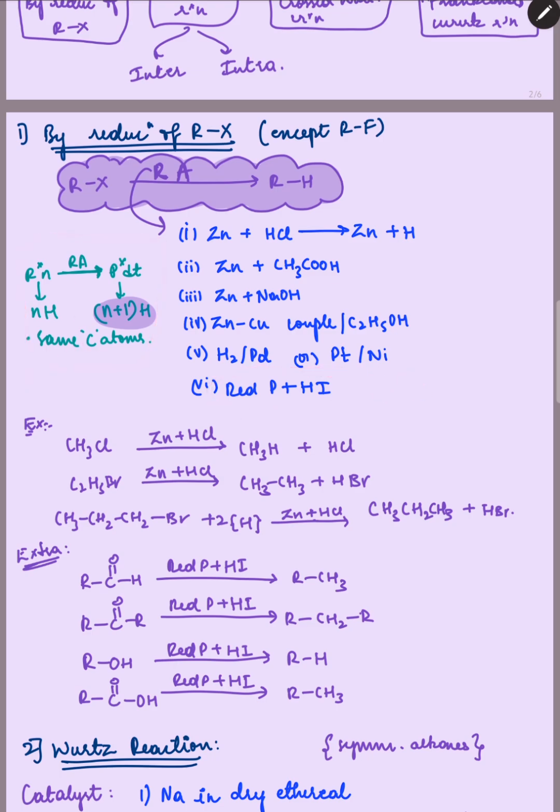Here I have written a mini table which summarizes this whole reduction of alkyl halides. When a reaction is given with a reducing agent from any one of these, the product will have n plus 1 hydrogen. Just add one more hydrogen when you have a reducing agent and an alkyl halide. I'll show you. See, CH3Cl with zinc plus HCl. Do you see zinc plus HCl? It means this is the preparation of alkanes from alkyl halides. So just add one hydrogen: CH3H. Now add one hydrogen by removing the halogen. That's it. Extra, it is also important: RCOOH with red phosphorus. As I said, red phosphorus plus hydrogen iodide is used in many other processes, like converting carboxylic acids and many others into the same.